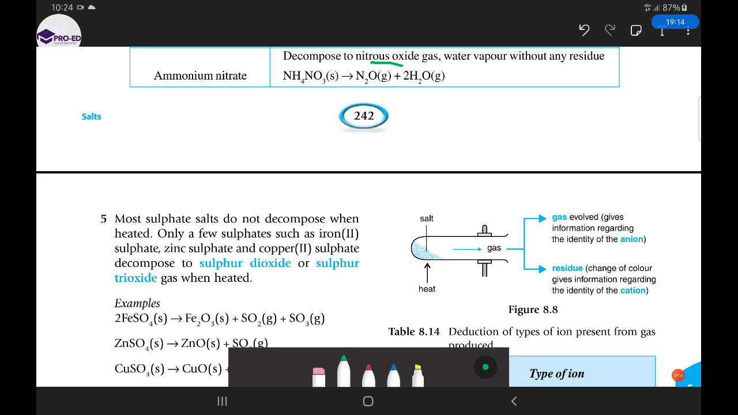Then we have water vapor, which also will be produced without any residue. So again, because both are in gas form, you have no residue at the end. You get nothing at the end.